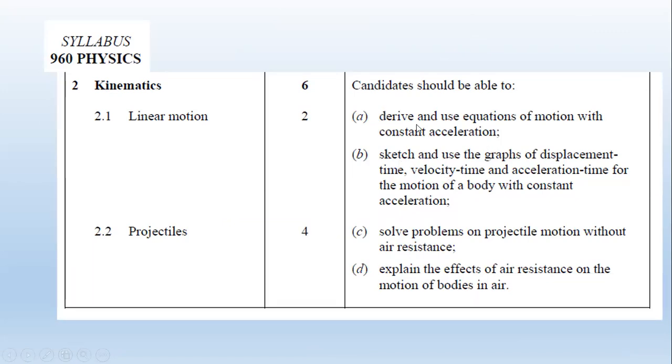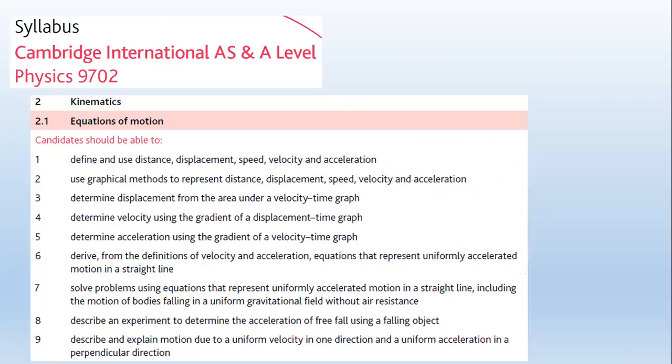Okay, that is all required. Derive and use equation of motion for constant acceleration. Sketch and use the graph of displacement time, velocity time, and acceleration time for the motion of a body with constant acceleration. For Cambridge A-level students, we are just covering 1, 2, 3, 4, 5. Okay. For STPM students, it's more of a revision for them.